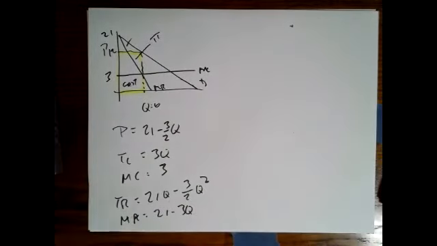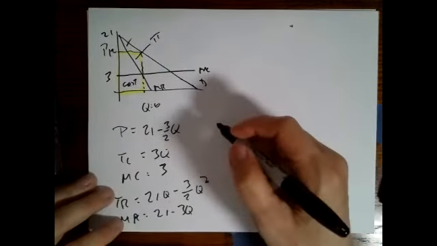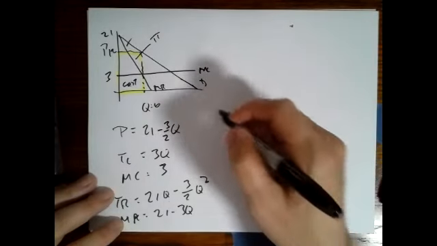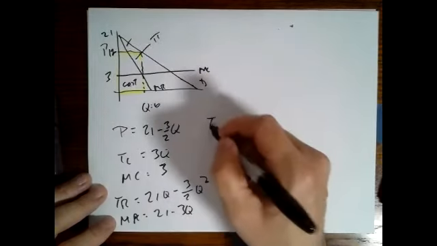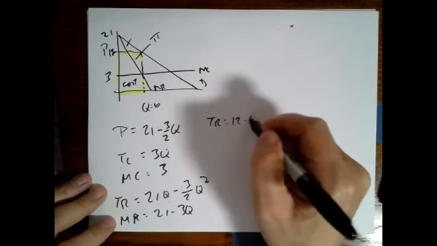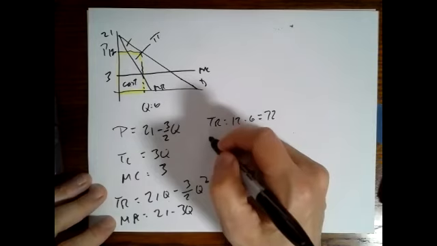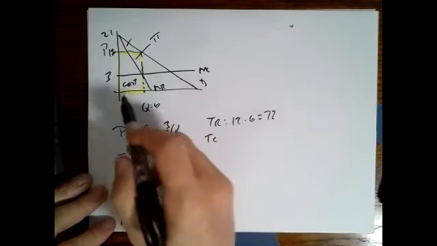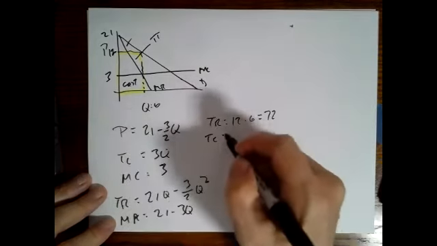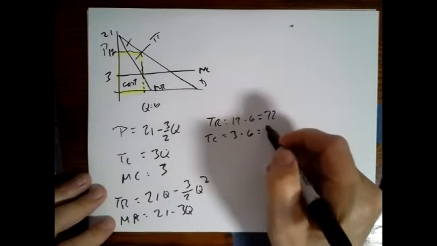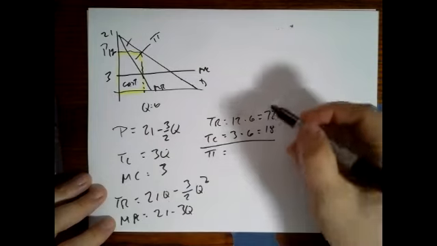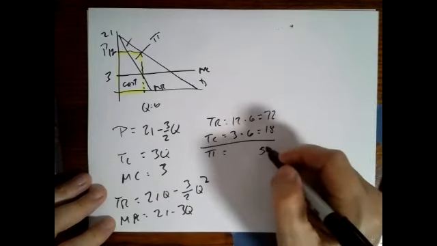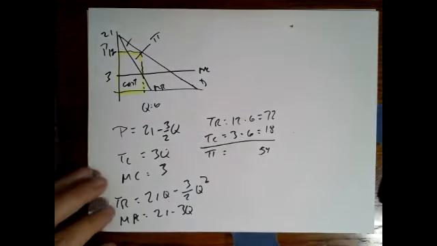So the consumer surplus, let's see, total revenue first. Total revenue is a price of 12 times a quantity of 6, which is 72. Total cost is 3 times 6, which is 18. So we wind up with a profit of 72 minus 18, which is 54, right?